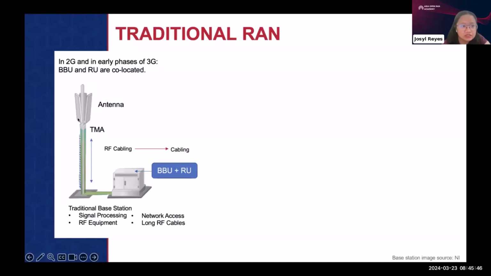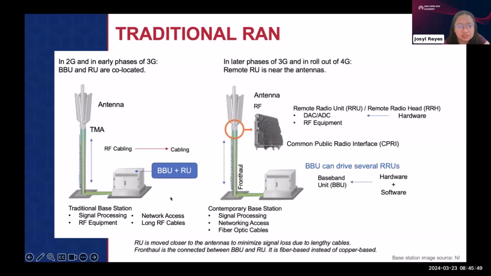Okay, so the problem with this setup is that there are more signal losses along here, and if the signal is lost, degraded or attenuated somewhere here, then of course it will affect the signal being broadcasted or radiated, and also the distance that the signal can cover. In later phases of 3G and in the rollout of 4G, the radio unit is now nearer the antenna, to minimize the signal losses because of the lengthy cables.